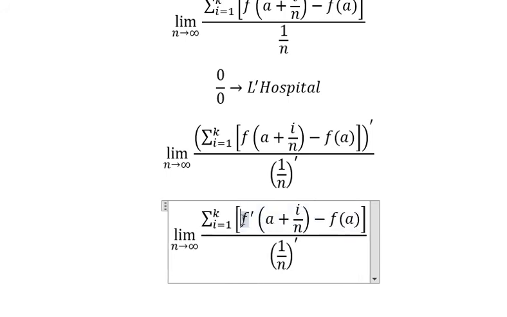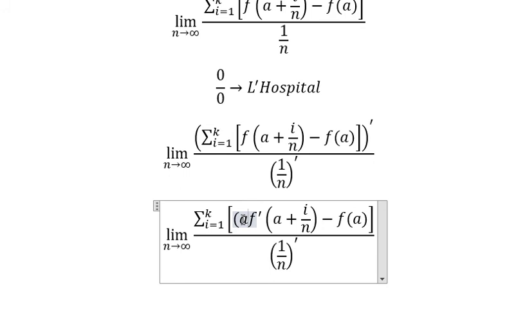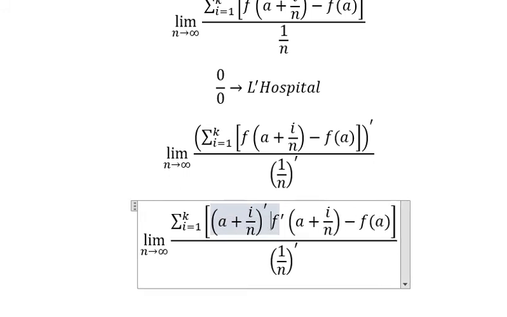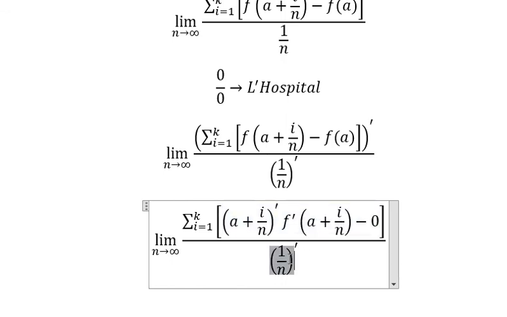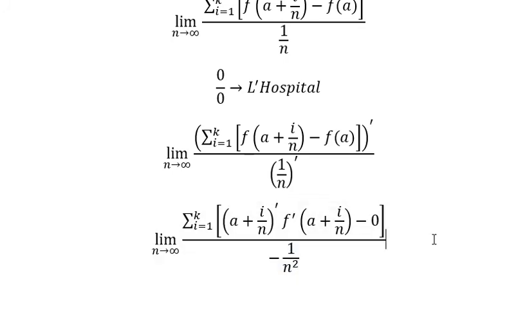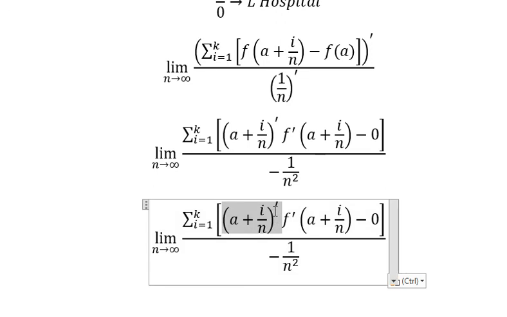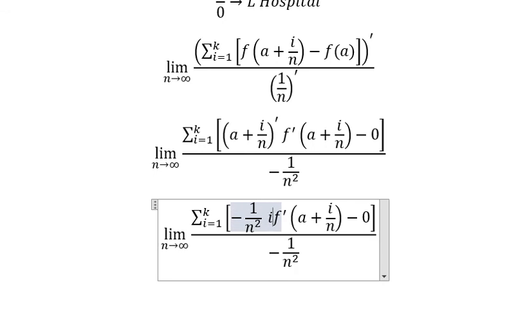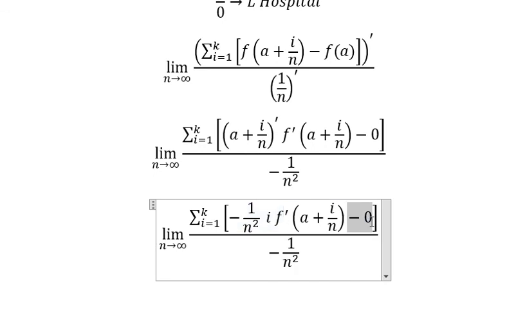Later we do the first derivative of a plus i over n. This one is a constant, so you got 0 in here. This one, we have negative 1 over n squared. So if I do the first derivative of this one, we have negative 1 over n squared, and I will put it in here. This one we cancel.